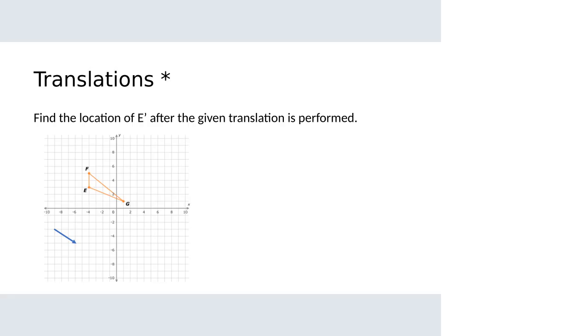So I want you to be able to do the whole translation, but the question here is strictly, where would E prime be? If you have trouble with the coordinates, then it's okay to let me know that.